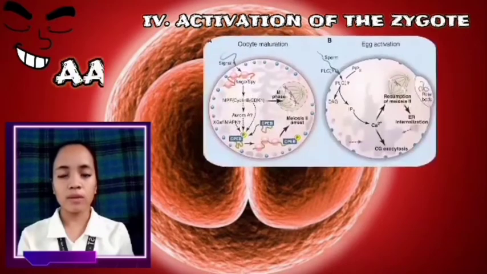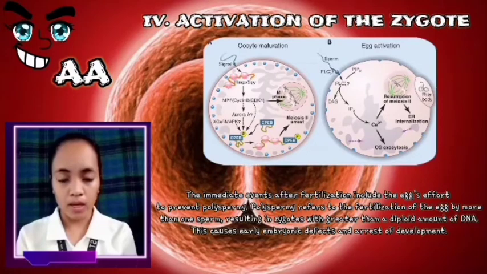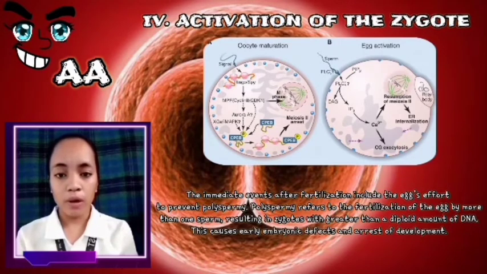The immediate events after fertilization include the egg's effort to prevent polyspermy. Polyspermy refers to the fertilization of an egg by more than one sperm, resulting in a zygote having more than a diploid amount of DNA. This causes early embryonic defects and arrest in development. Polyspermy is a great threat in fertilization, and it is the reason why multiple sperm entering an egg results in an inviable zygote at the end of development.